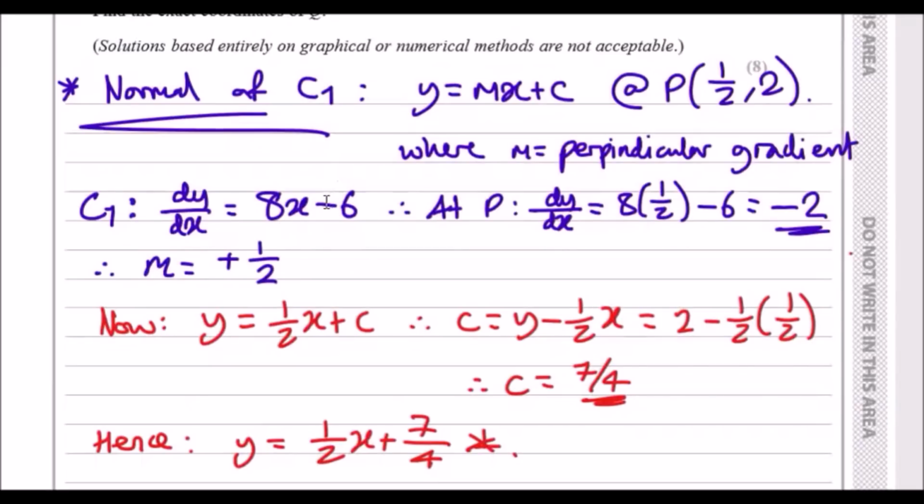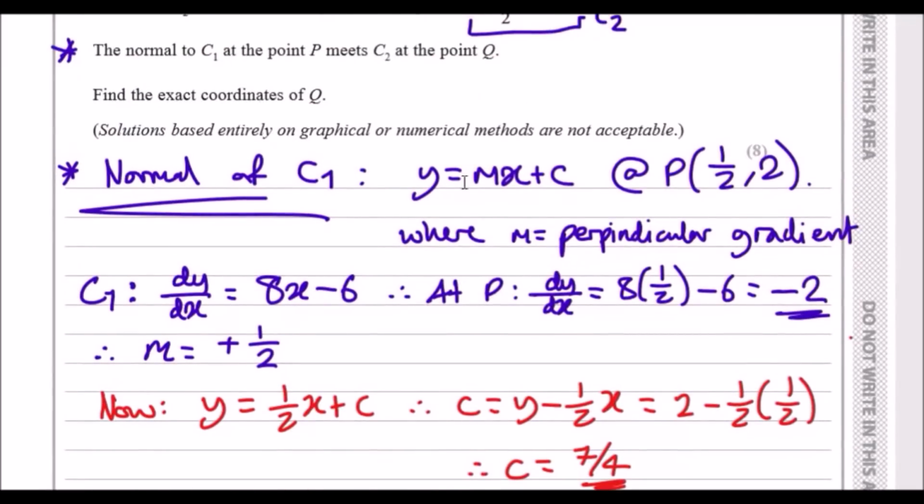Now we say at point P, because that's exactly the gradient we want, x is a half. So plug in a half into the equation, and you get minus 2 as the tangent gradient. To get the perpendicular gradient, you just take the reciprocal of 2, so it's a half, and change the sign to positive, so m is a half.